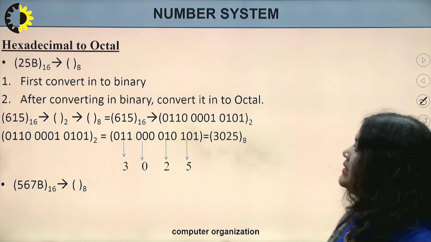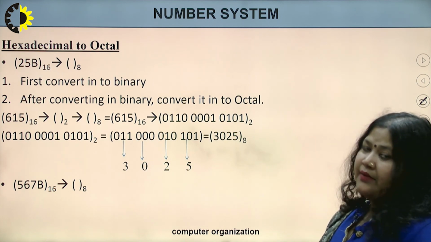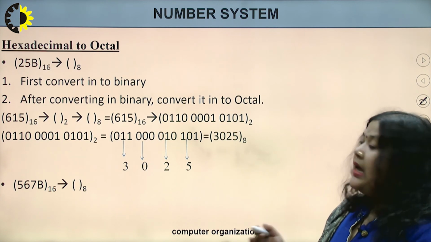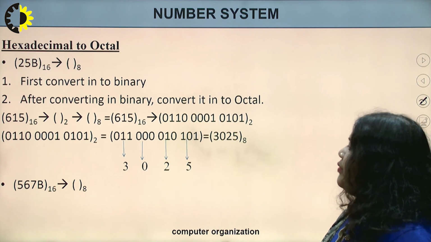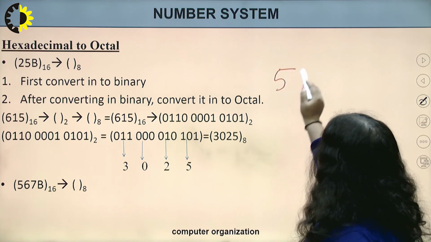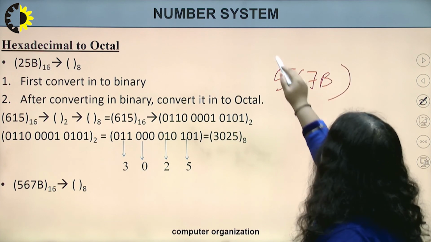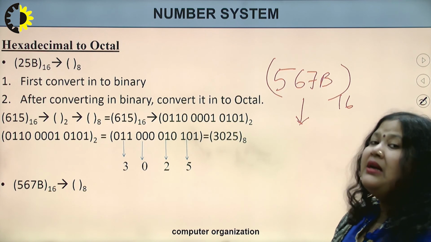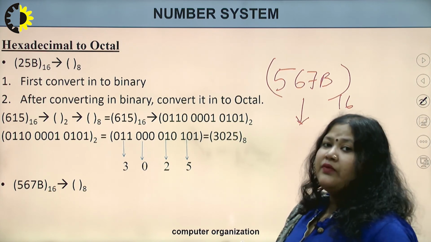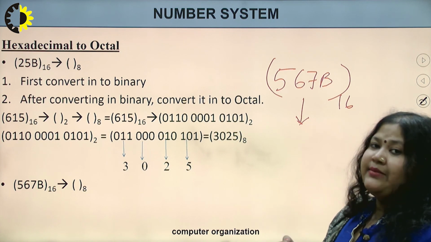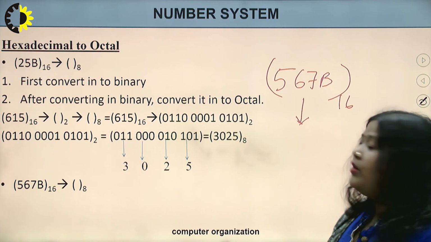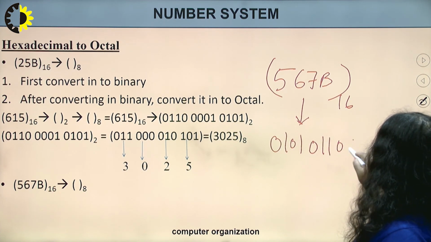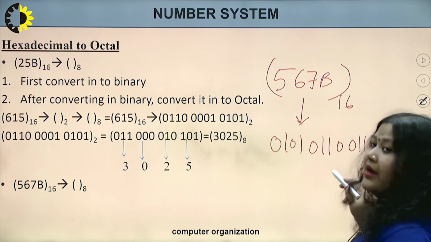Now the last is hexadecimal to octal. We use the same procedure: first convert the number from hexadecimal to binary, then binary to octal. Let's take an example, 567B base 16 converted to base 8. First we convert this number into binary form, in the grouping of 4, because hexadecimal means we take the grouping of 4. So this is basically 0101, this is 0110, this is 0111, and this is B, the 11 representation.